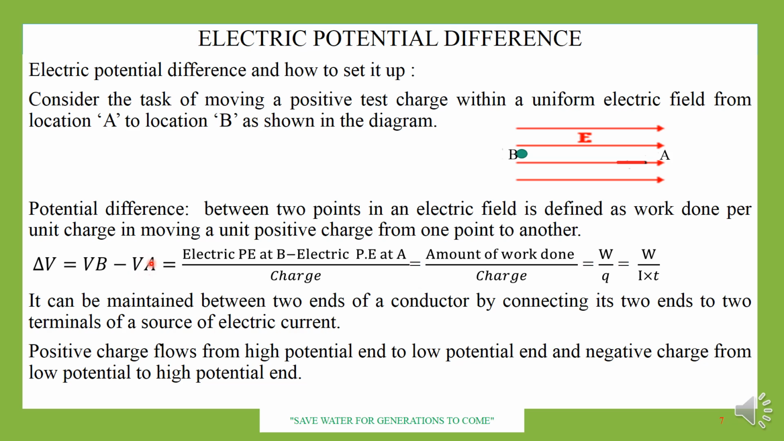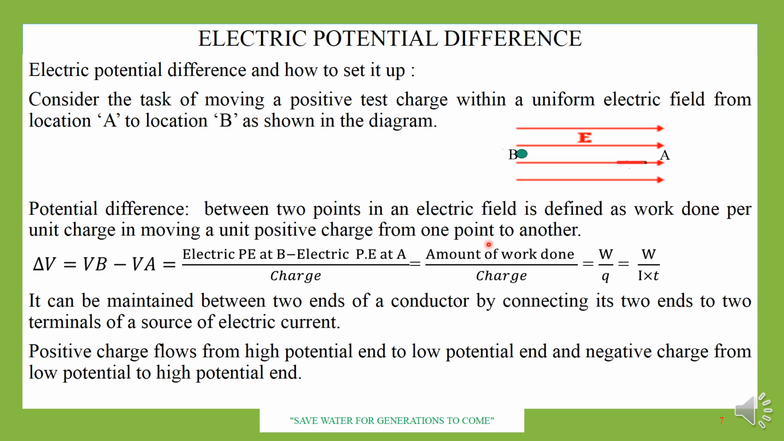Why are we taking B first? Because at B it is higher and at A it is lower. So we go from the higher number minus the lower number. So the electric potential energy at B minus the electric potential energy at A, upon charge. Because we know the ability to do work is known as energy.